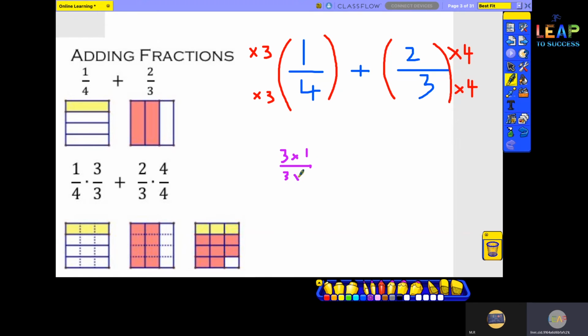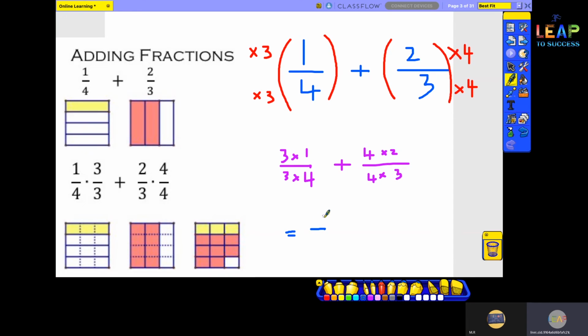Okay, so we've got that 3 times 4. Remember, 1 over 4 is your original fraction. All you're doing is multiplying by 3. And then we get 4 times 2. So we write down 4 times 2. And then we write down 4 times 3. So again, remember that 2 over 3 is our original fraction, and we're just multiplying that by 4 top and bottom. So now we've got that, so we just simply work out what we have.